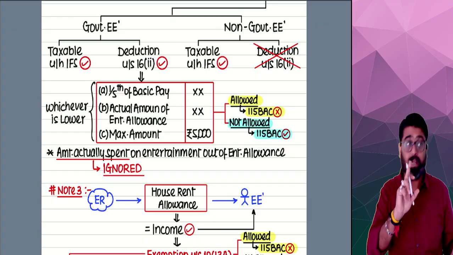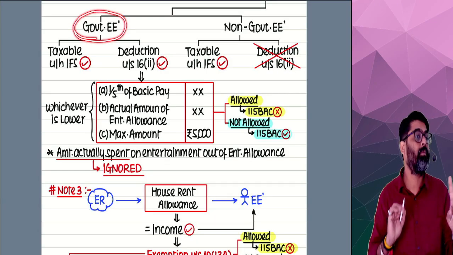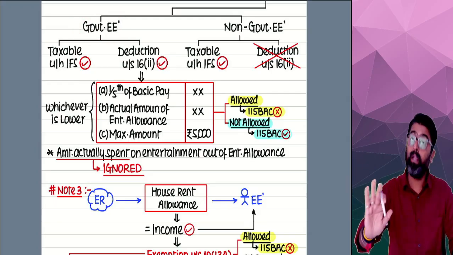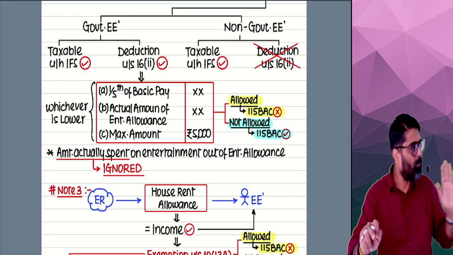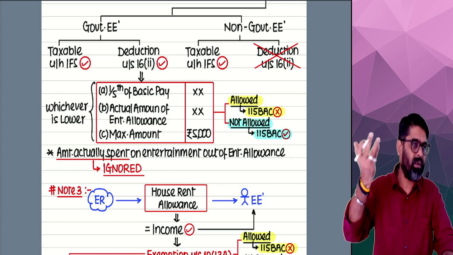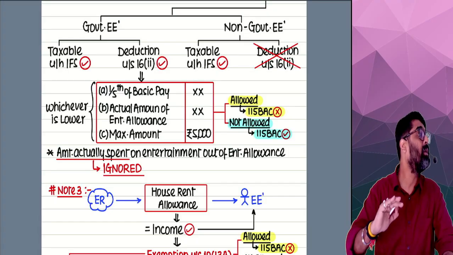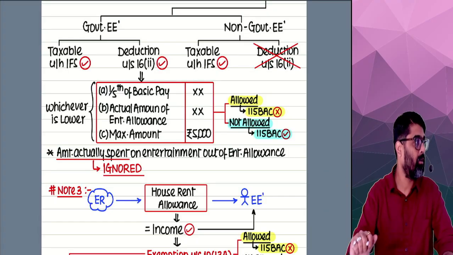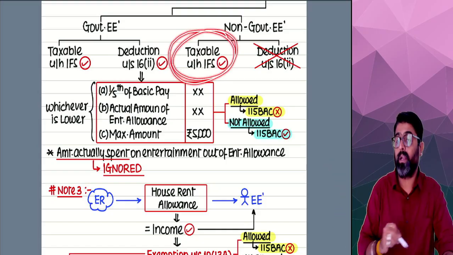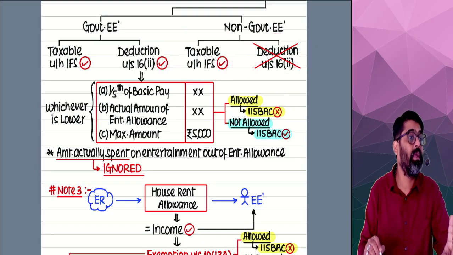But that deduction also we are going to give you only if you are a government employee. Because if you are a government employee and you are in need of such type of allowance, only then the employer, meaning government, is going to give you such allowance. For private sector employees, it can be given to any employee without even the requirement of this type of allowance. So for a private sector employee, if the allowance is received, then it will be taxable, but no deduction under 16 clause 2 will be given.